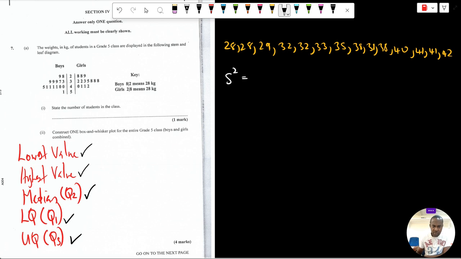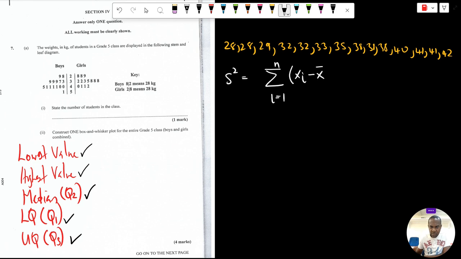S squared, which is the variance of the sample, is equal to the sum from i equals 1 to n of (xi minus x bar) squared, all over n minus 1. Now, in previous past papers, the formula has also been given as this.